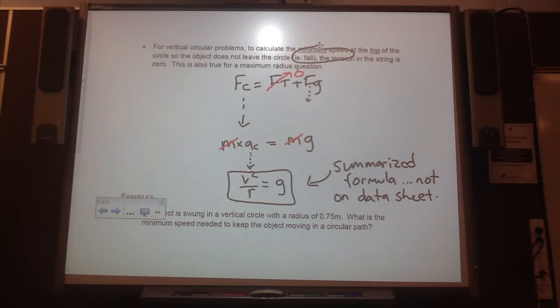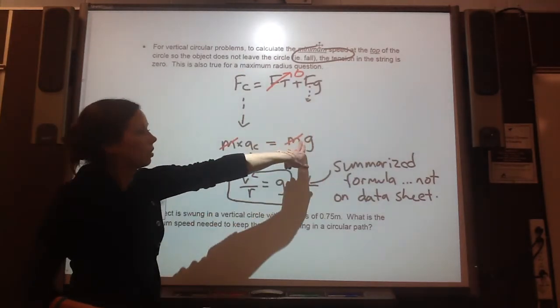What does g represent? Gravity, like 9.81 meters per second squared. Because that comes from our mg.